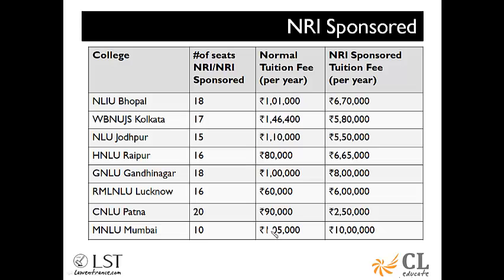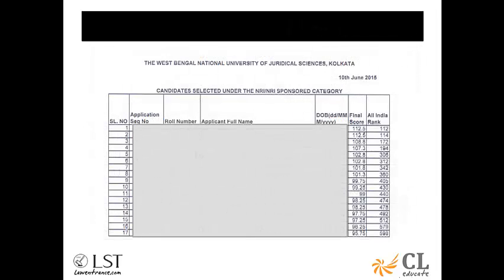So roughly, for example, Mumbai is about almost 10 times. But Patna is about four times, three times. Gandhinagar is about 8 times. So there is additional fees involved. But then if you have someone who can sponsor, this is worth considering. Just to give an understanding, this was last year.